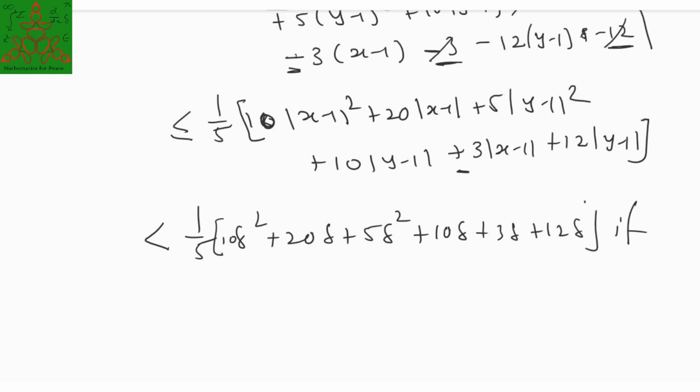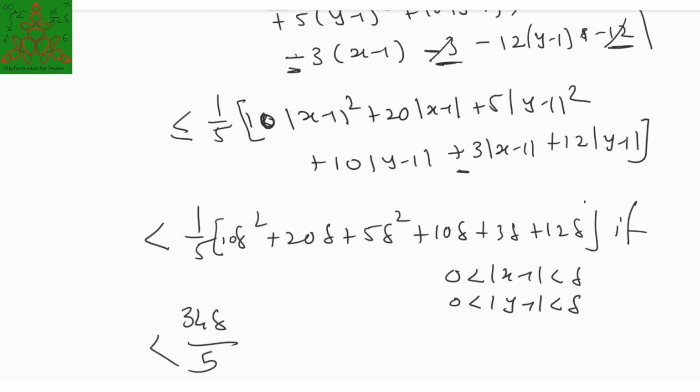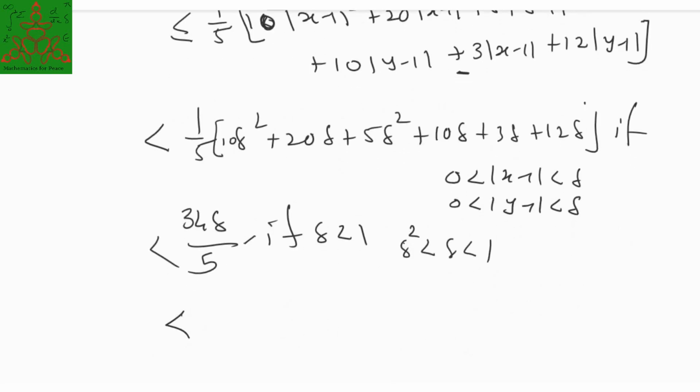If 0 less than mod of x minus 1 less than delta and 0 less than mod of y minus 1 less than delta, if this condition is there, then if you calculate, that will be 34 delta by 5 if delta is less than 1. Again, if delta is less than 1, delta square is less than delta, and that is less than 1, which we are choosing. So that means this is less than epsilon if your delta is less than 5 epsilon by 34.